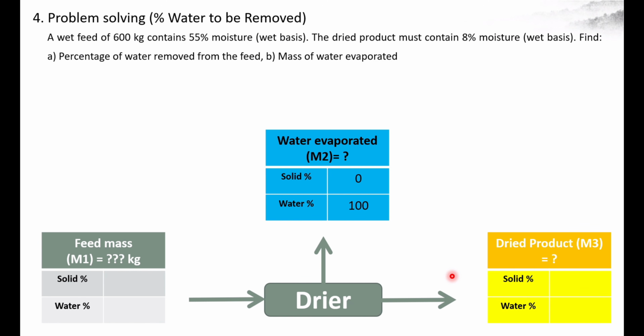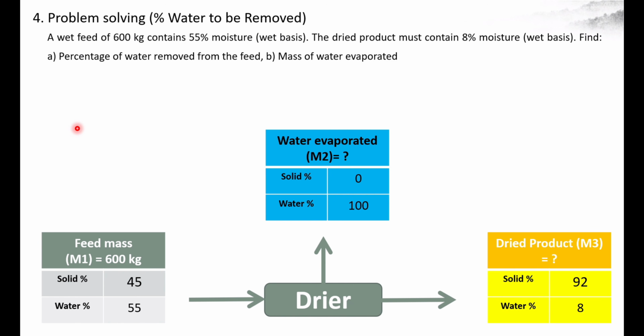Now from the question, whatever is given, the feed value is given as 600 kg. Hence I have filled M1 as 600 here, and the moisture percentage in the feed is 55%. Hence I am writing water percentage as 55. So the remaining must be solid percentage. Then the dried product must contain 8% moisture. So they're talking about this dried product. So this must contain 8%, and the remaining must be solid, that is 92%. Now we have the composition of solid and water percentage in all the streams.